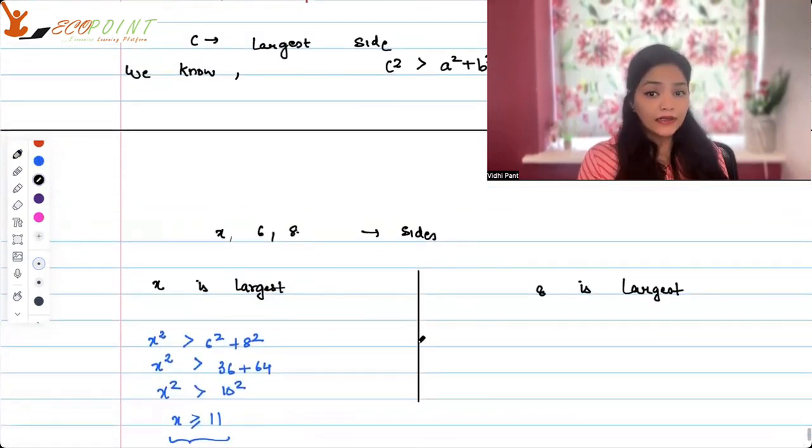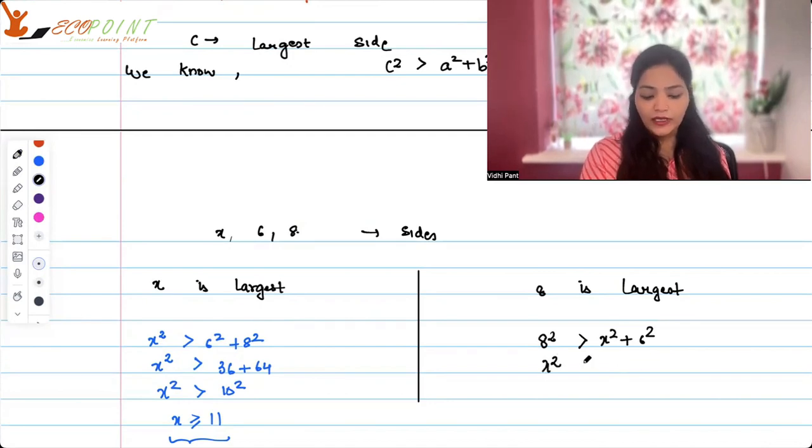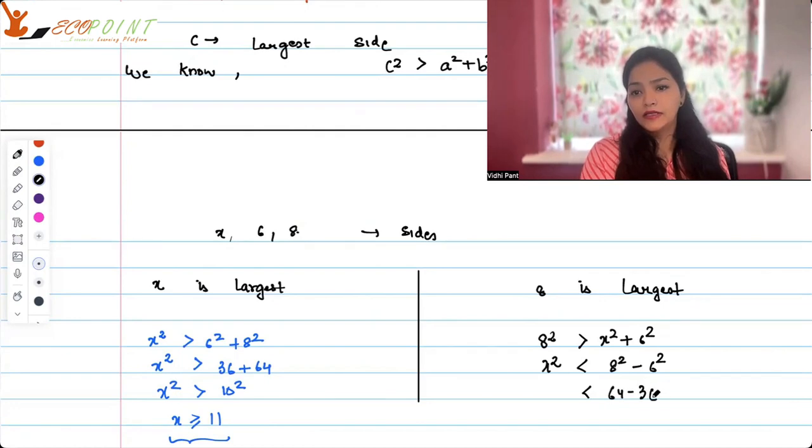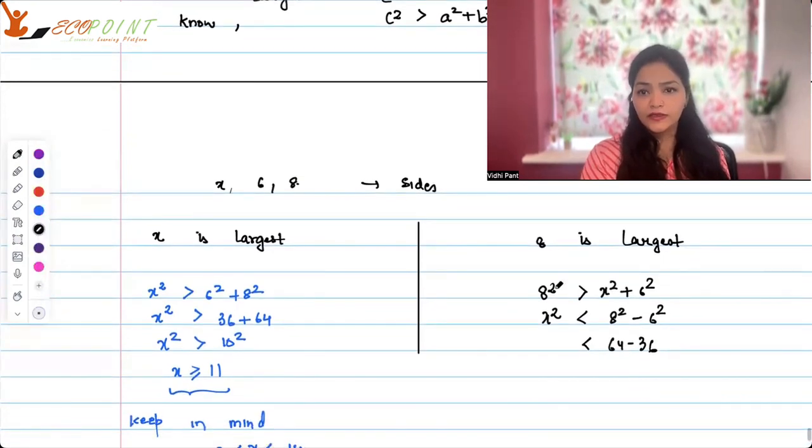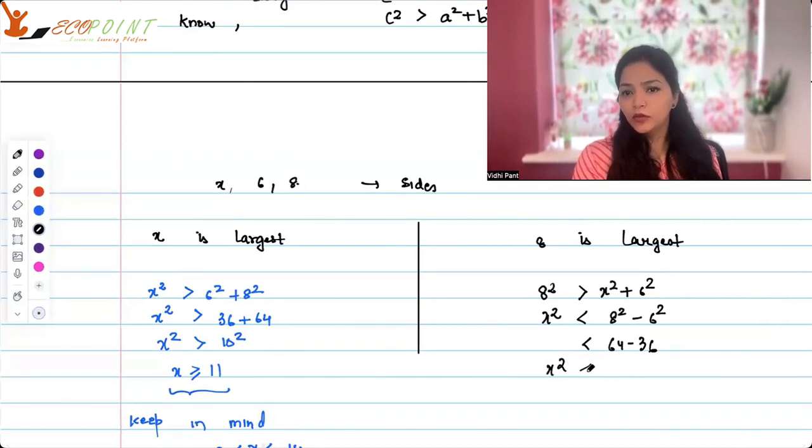In case 8 is the largest, then 8 square should be greater than x square plus 6 square. That means x square is less than 8 square minus 6 square, which is 64 minus 36. So x square turns out to be strictly less than 28. Now, which perfect square comes before 28? It is 25. So 25 is lesser than 28. So we can say that x square is less than or equal to 25, so x is less than or equal to 5.